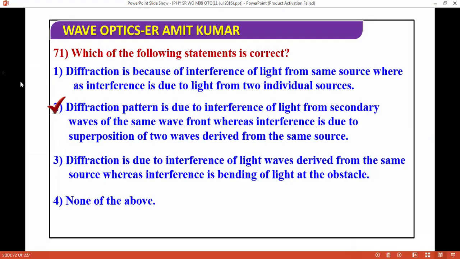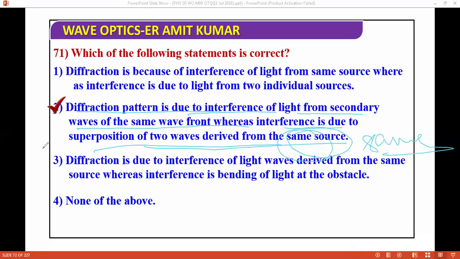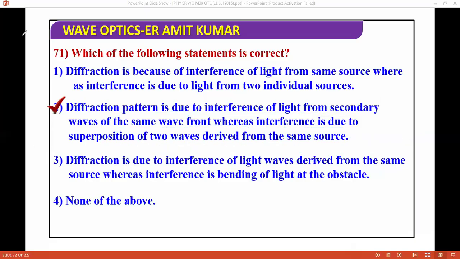The diffraction pattern is due to interference of light from secondary waves of the same wavefront, whereas interference is due to the superposition of two waves spread from the same source. In interference the source is the same, whereas here we are using secondary waves.